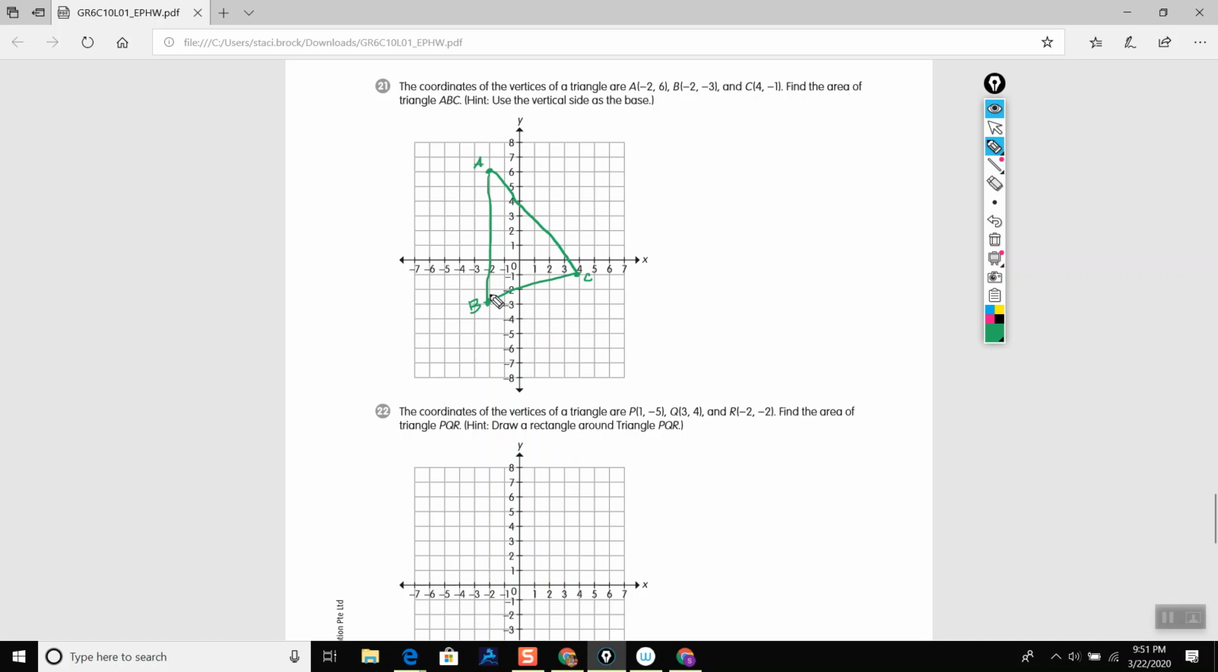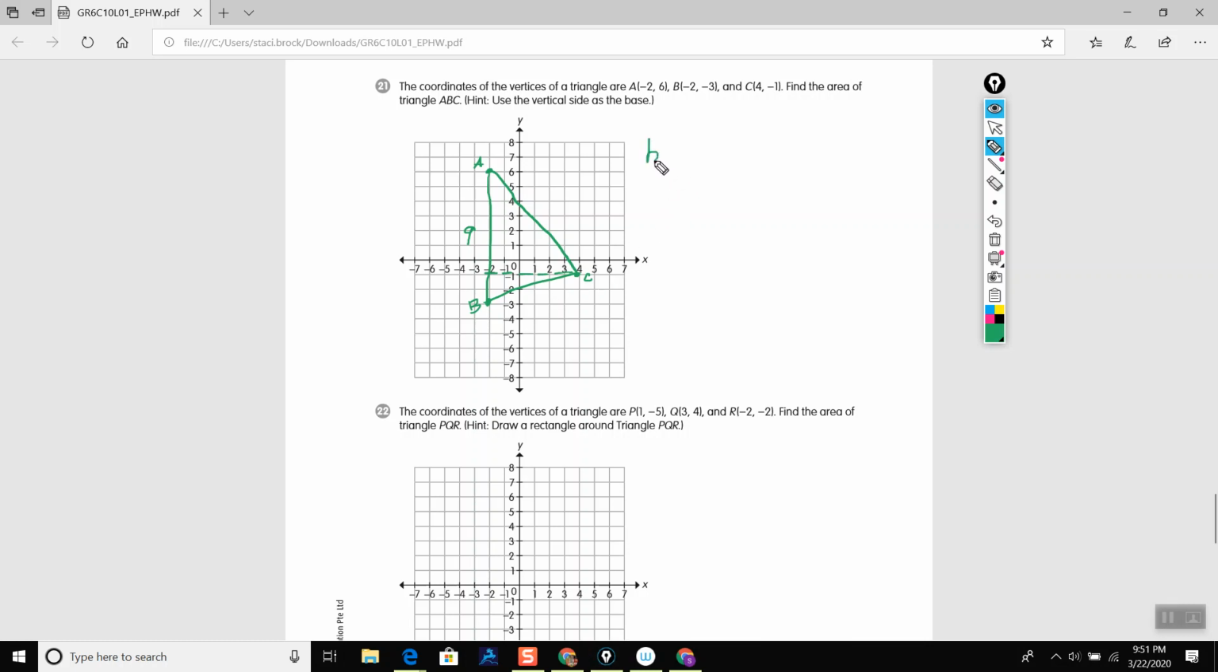So I need to find my base first. So let's count squares. 1, 2, 3, 4, 5, 6, 7, 8, 9. So that's one way to do it. Or you could see, oh, this is at 6 and this is at 3, and then add that 6 and that 3 together to come up with 9. And my height. Now my height has to be perpendicular to my base, so it's going to come down here, right? So how far is that from 4 to -2? Well, there's 4, 5, 6. So I have a height of 6.